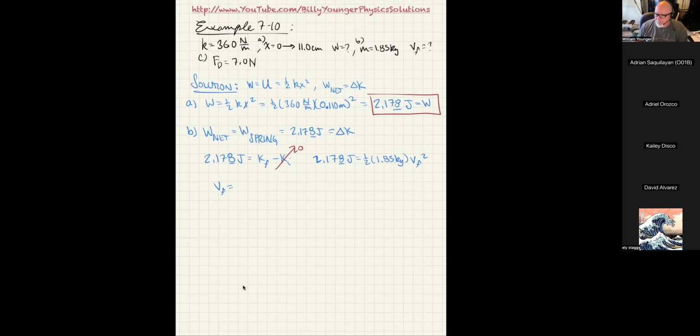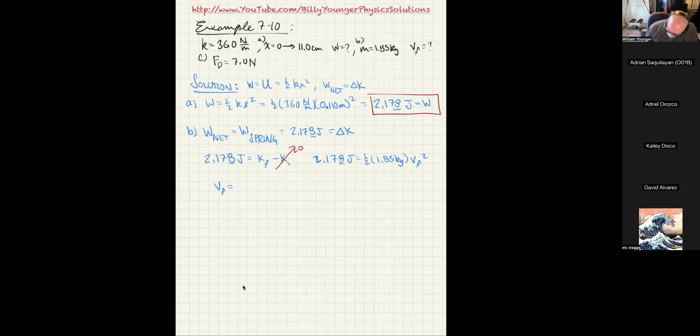I'm explaining algebraically how I'm solving it, by the way, rather than writing it. So I'm going to take the 2.178 joules. I'm going to multiply that by 2. That gets rid of the 1/2 on the right. Now I'm going to divide by 1.85 kilograms. So I took that answer, 4.356, which is what you get when you multiply 2 times 2.178. I'm going to take that 4.356 and divide it by 1.85 kilograms. And now I've got joules divided by kilograms, which gives you meters squared per second squared.